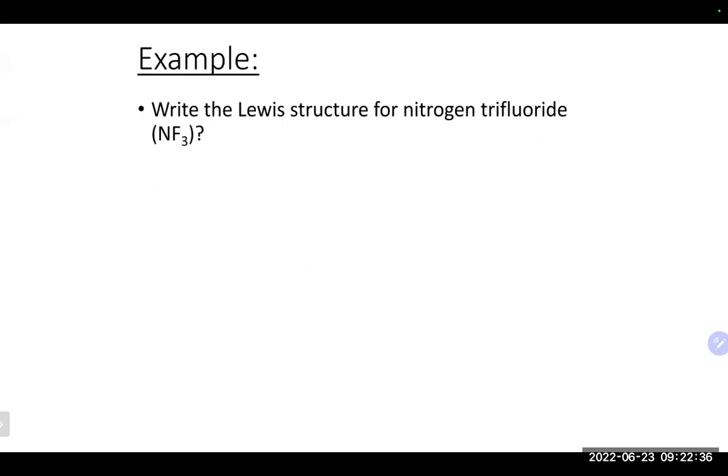All right, so let's go through one here together to go through the steps. Let's say we're going to do nitrogen trifluoride. The first thing I would do is figure out the total number of valence electrons. Remember that the group number equals the valence electrons. Nitrogen is group number 5, so that's 5 valence electrons. There are 3 fluorines. Each fluorine is group number 7, so it has 7 valence electrons. So that is 26 valence electrons.